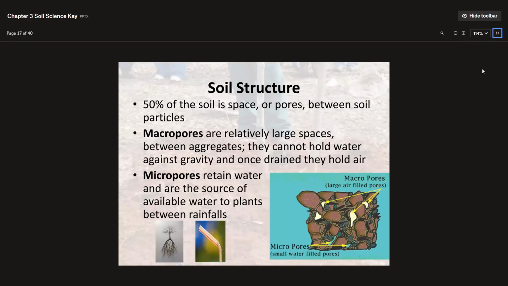Soil structure, you're talking about 50% of the soil is space, right? Or pores between the soil particles. So you have different size pores, right? You have macropores, which are large spaces between the aggregates of soil, and they can hold water against gravity. Once drained, they hold air, right? Micropores, the little ones, retain water and are the source of available water to plants between rainfall.